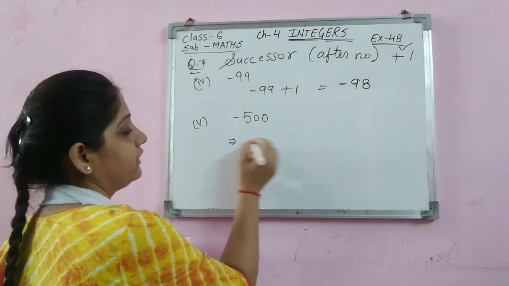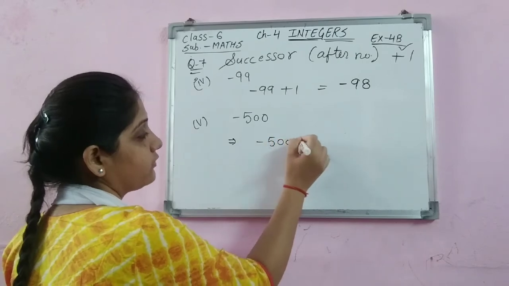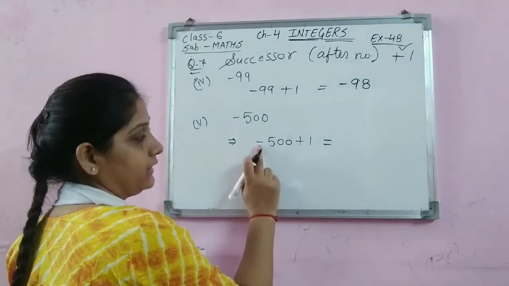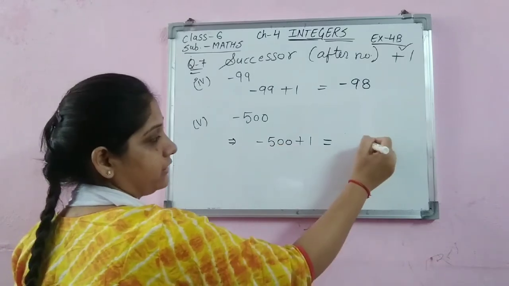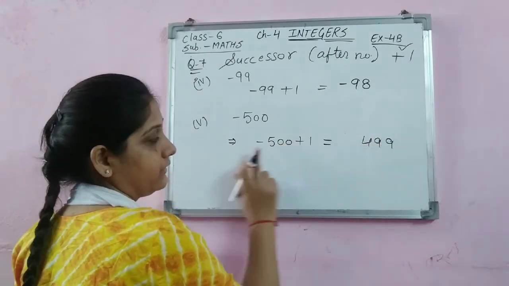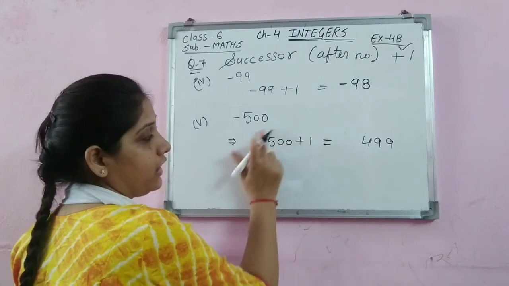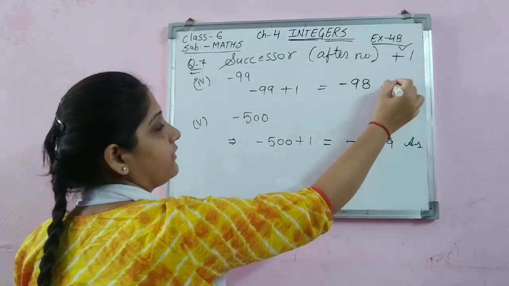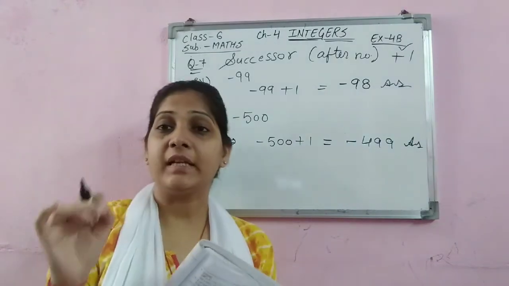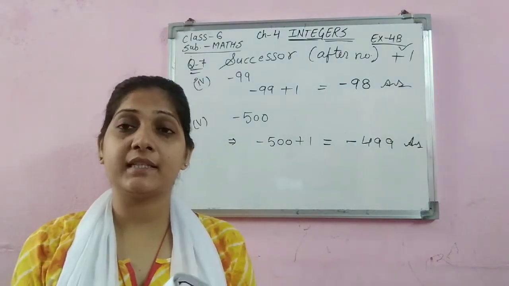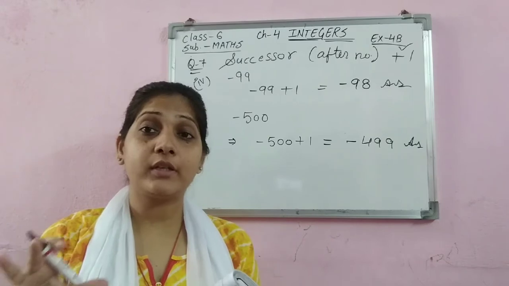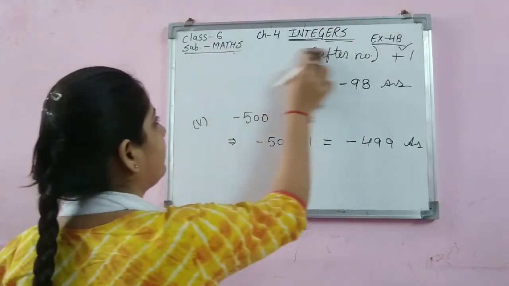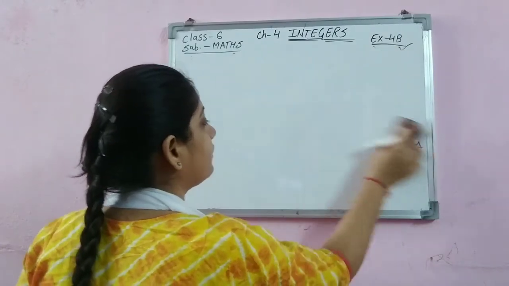Same way you have to do this one, negative 500 plus 1. For finding the successor, we have to add 1. Different signs, subtraction. 499. Negative sign or positive? According to the greater number, negative. So in this way we have to find the successor. In integers, the main thing is the sign. What sign you are using. Okay, that is very important. In the same way we can find out the predecessor also.